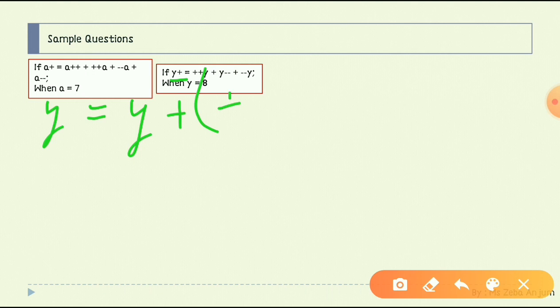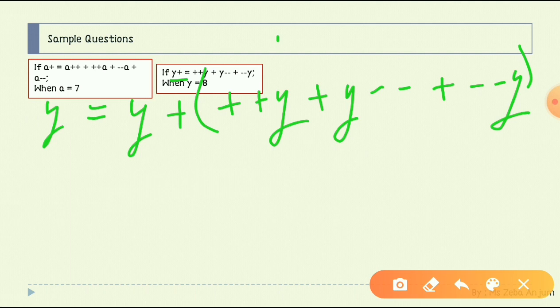This whole expression is your y plus plus, plus y, y minus minus, plus minus minus y, and the value of y is what? Value of y is 8. So this is your post increment, this is your pre increment, this is your post decrement, this is your pre decrement.